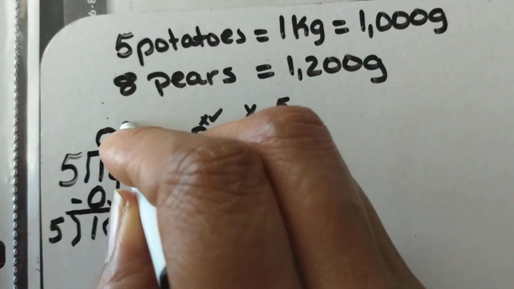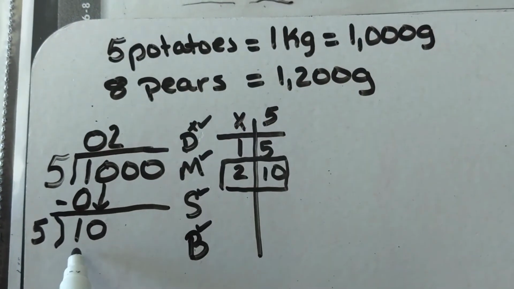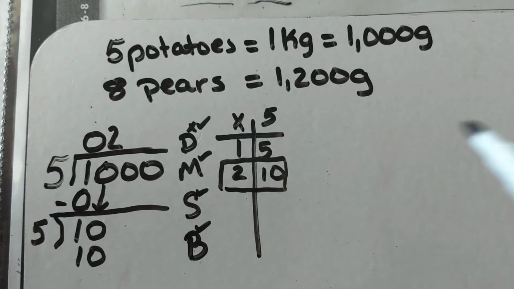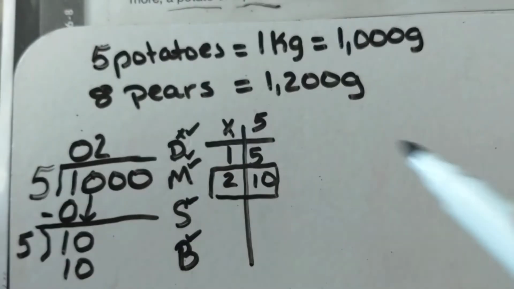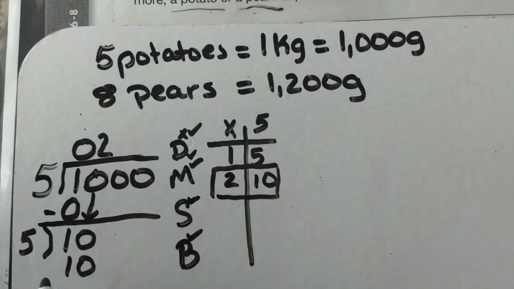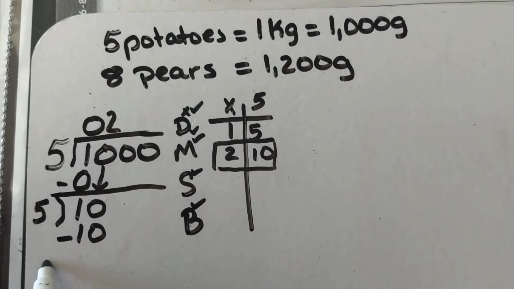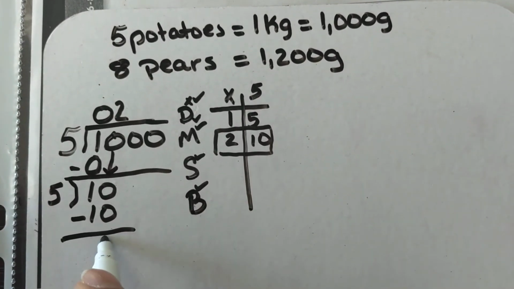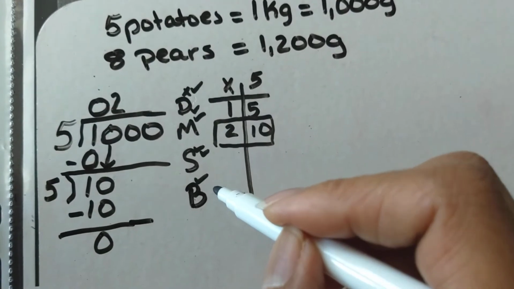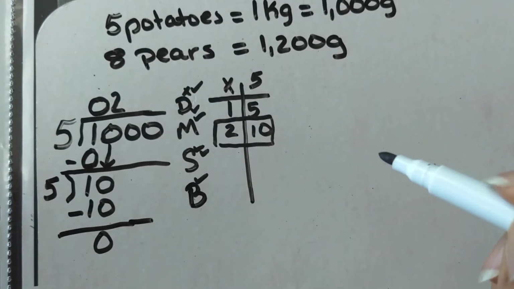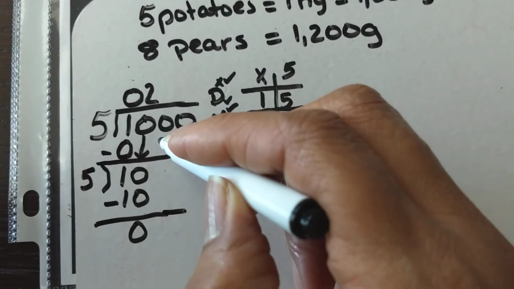My 2 will go in the top of my problem. 10 goes underneath the 10. I just finished multiplying 2 times 5 and I got 10. So I need to put a check. My next step is to subtract. And when I subtract, I simply get a 0, right? Check. My next step is to bring down a 0, right?